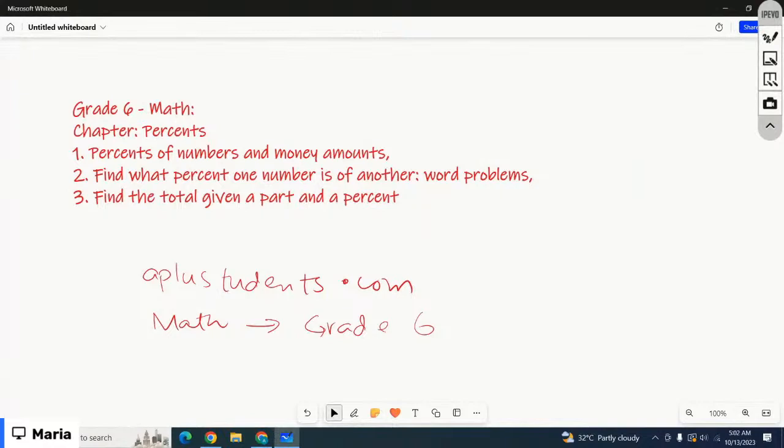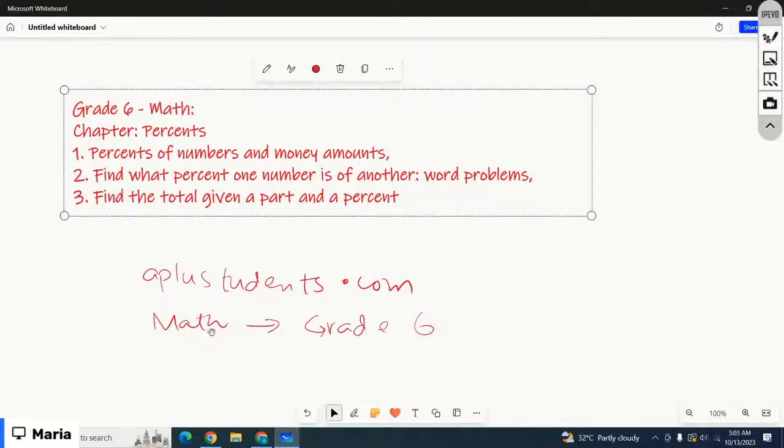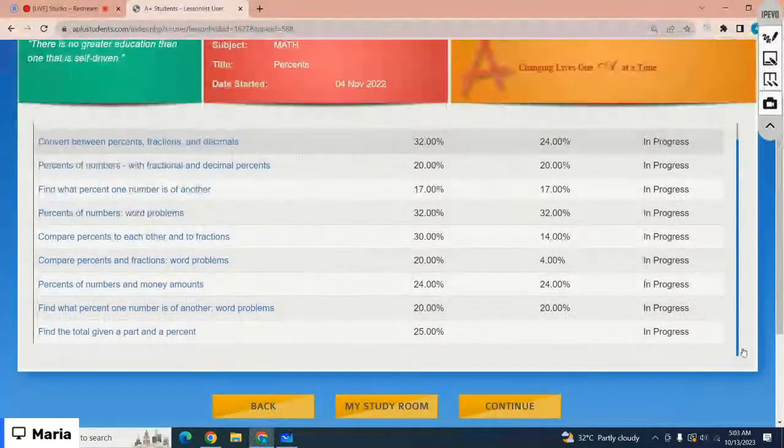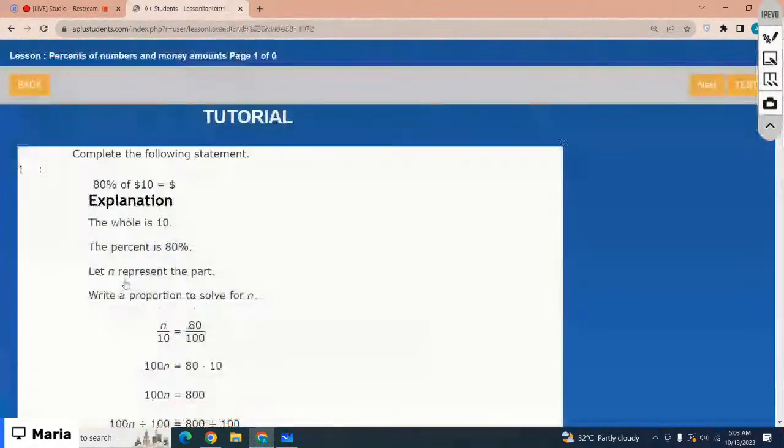Let's start with the first lesson, percents of numbers and money amounts. Please make sure you have your notebook and pencil so that you can note down the important examples and definitions as well. We already know how to calculate the percent of a number, right? So let's start with the test questions.